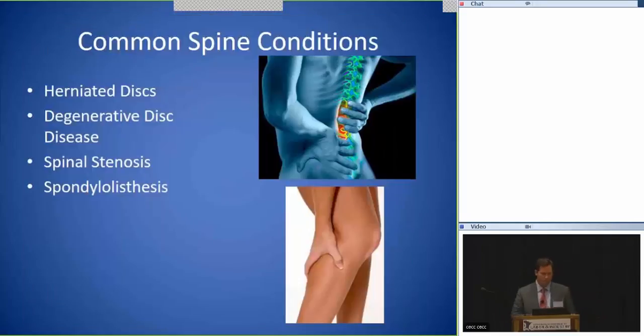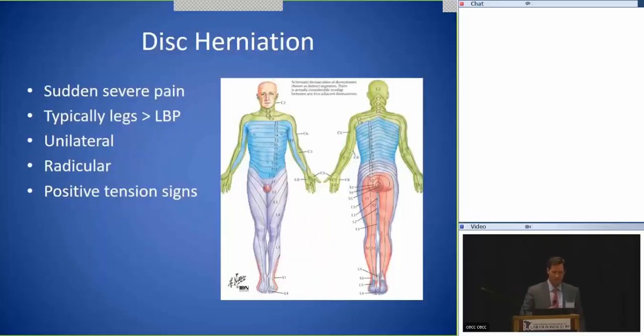So common conditions that we're going to talk a little bit about: herniated discs, degenerative disc disease, spinal stenosis, spondylolisthesis. I'm going to make everybody say spondylolisthesis a few times. So disc herniations, right? You guys have all seen this. Patients present with sudden, severe, searing pain. They're miserable. Typically, it's legs more than back, but it can be both. And I've certainly seen patients with a disc herniation have only low back pain. It's usually more to one side.